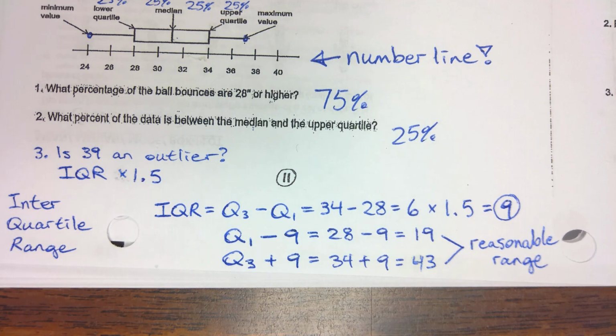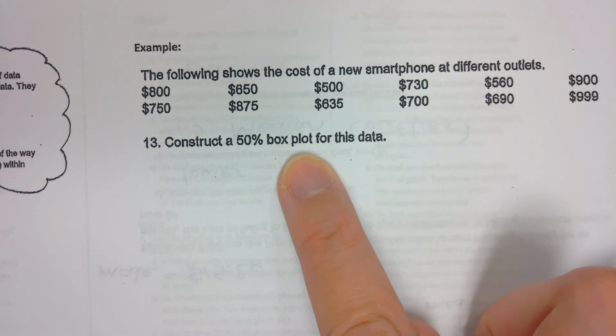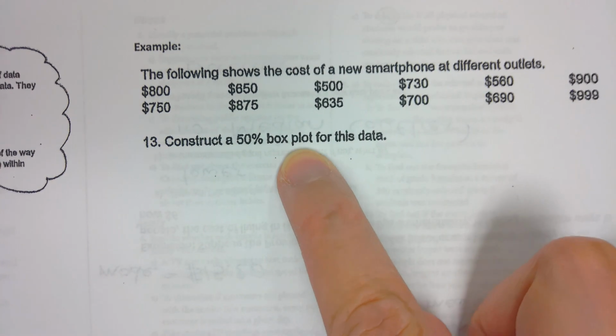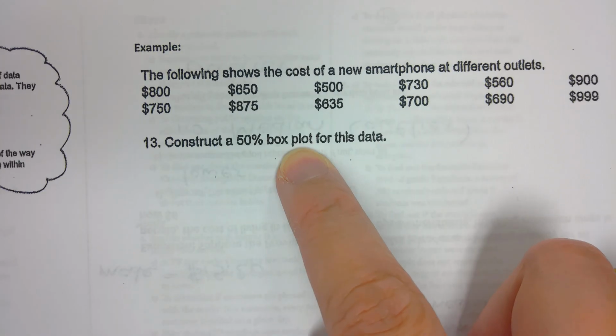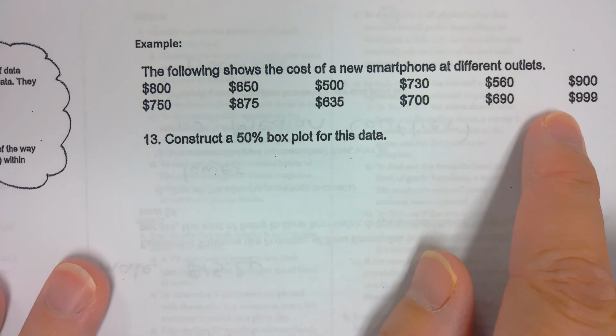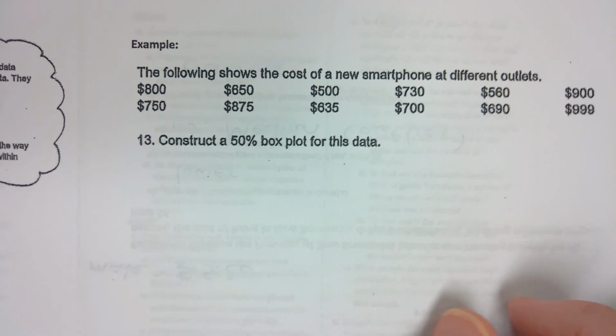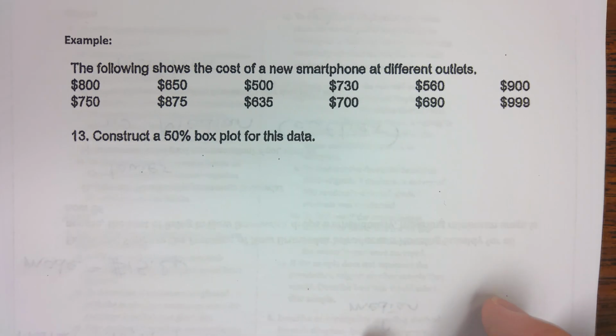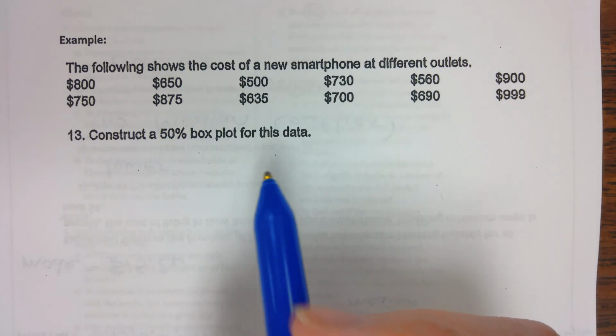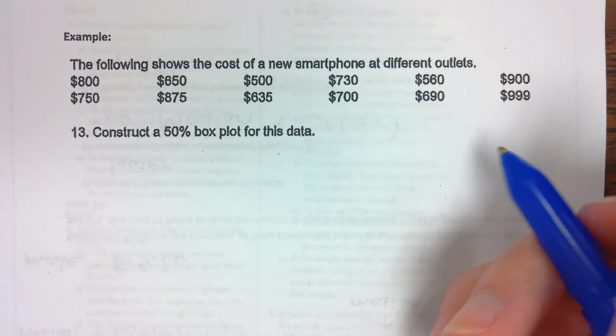Okay. One last example. Let's try to construct our box plot. Following is the cost of new smartphones from different outlets. Looking at these, it doesn't look like they're the iPhone 13 or 14 or 15 or whatever it's up to now. So what's my first step?